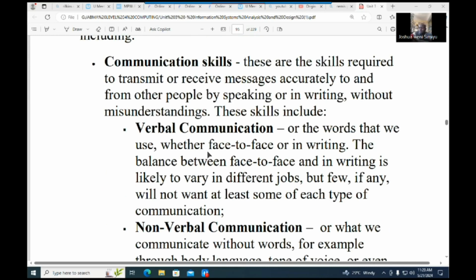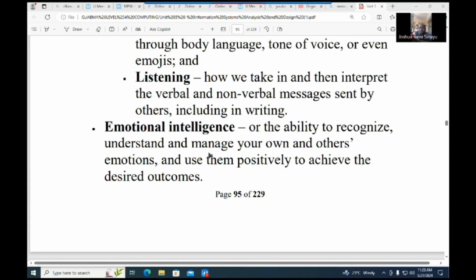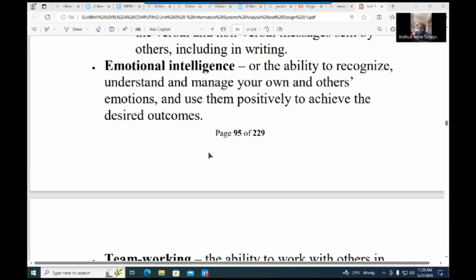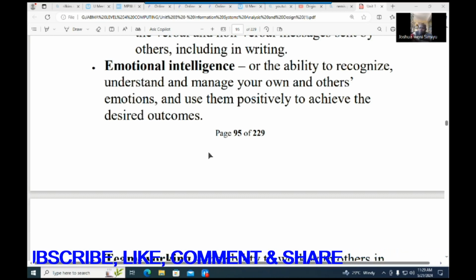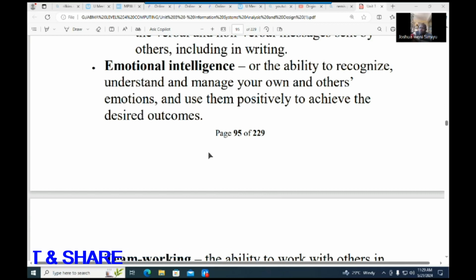The other interpersonal skill that I'm going to look at is known as emotional intelligence. Emotional intelligence is simply the ability of recognizing, understanding, and managing your own emotions as well as the emotions of other people. At times, you want to communicate to somebody, and because you know how emotionally broken they are, there are some messages you're not going to just put straight to them.